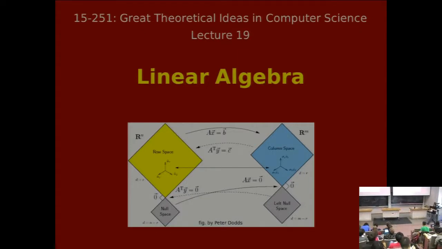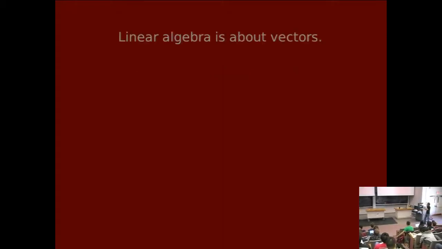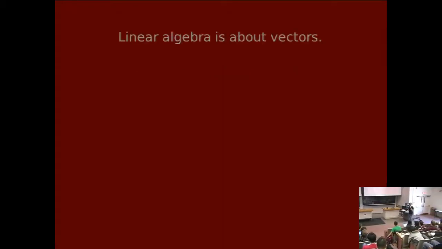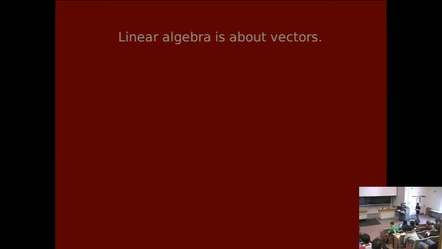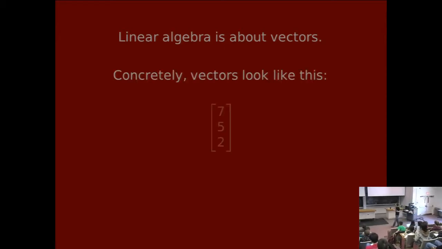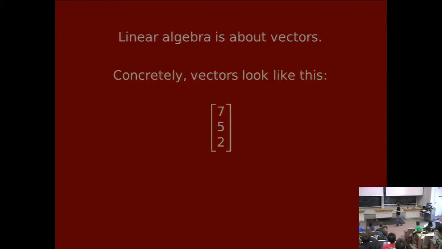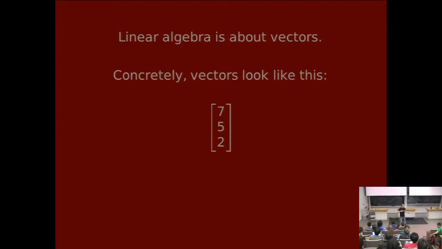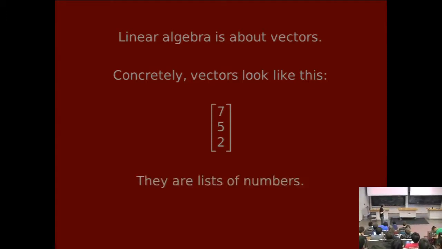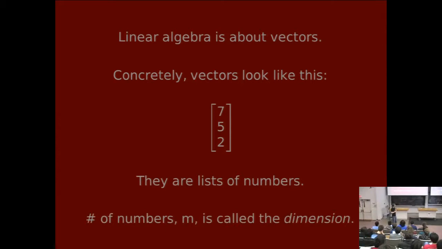Okay, linear algebra. This is going to be an important topic, by the way, for our next two lectures about random walks and quantum computation. Okay, so in a nutshell, linear algebra is about vectors. I hope you've seen vectors before, but basically they look like this, at least concretely. They're like lists of numbers arranged like that. And the number of numbers in this list, this vector, m, is called the dimension of the vector.